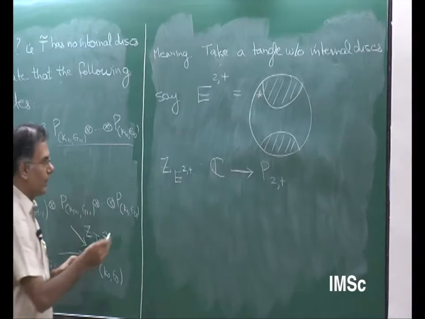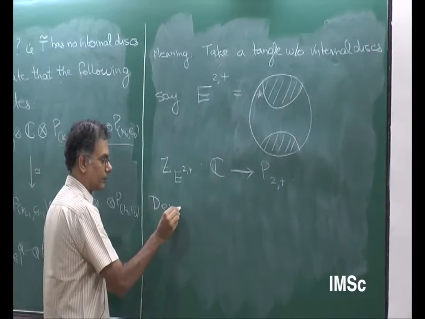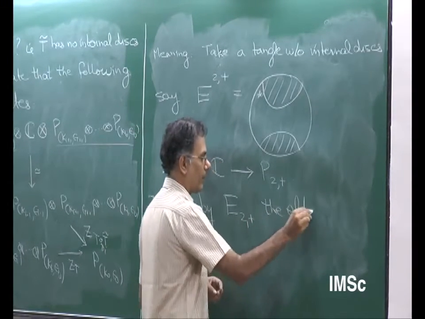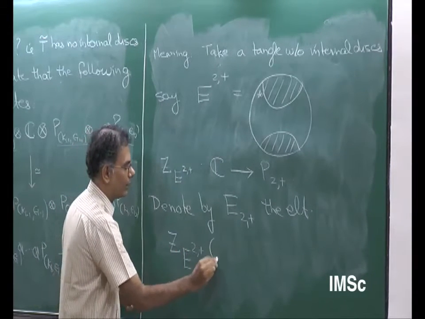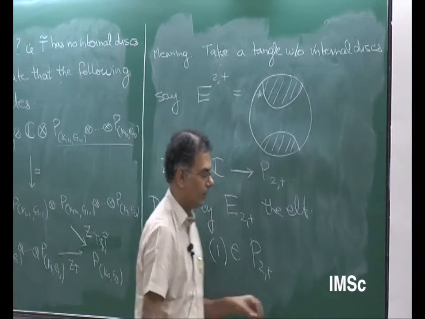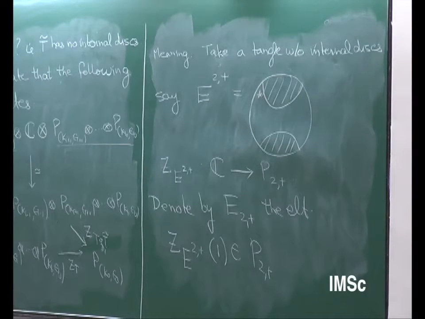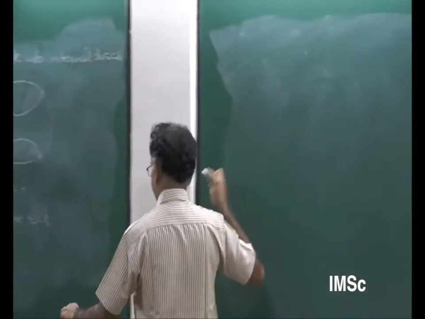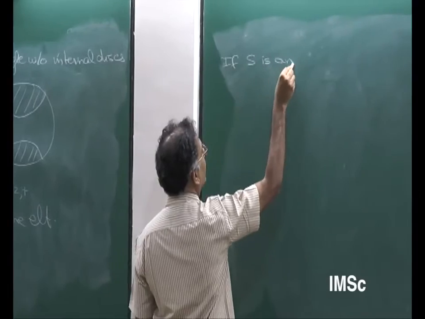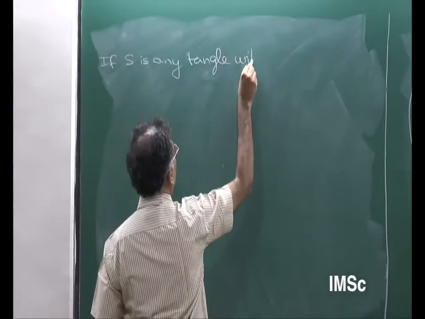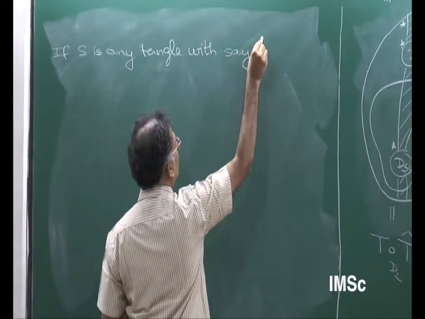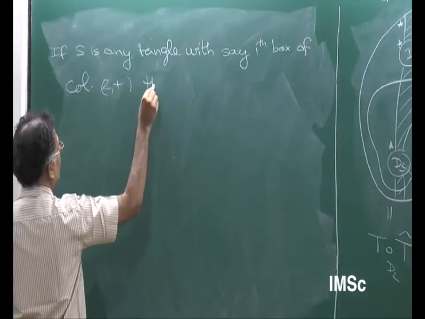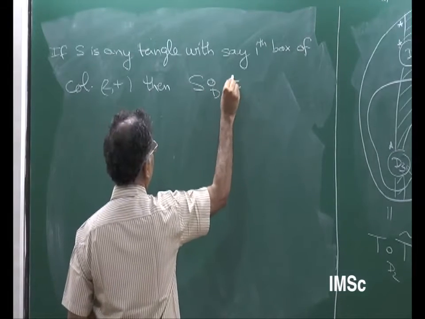What this compatibility says is the following. Let's denote by E lower 2 plus the element ZE2 plus of 1, which is an element of P2 plus. Now take any tangle S which has an internal box of color 2 plus. So if S is any tangle with, say, ith box of color 2 plus, then S circle di E2 plus makes sense.